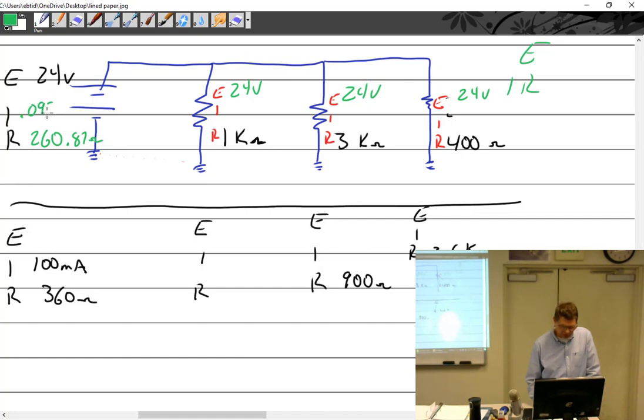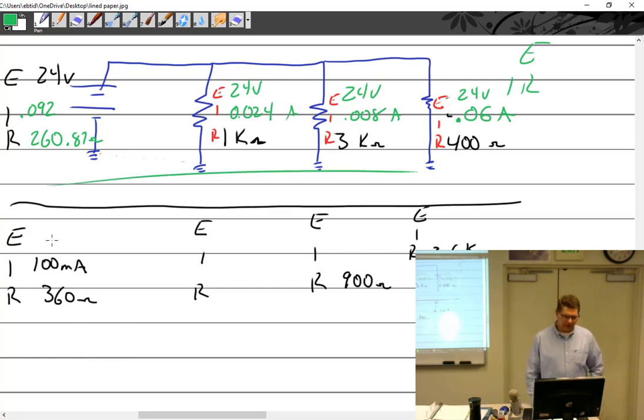0.092 amps. Then right over here we got 24 divided by 1,000, 0.024. This one is 0.008, and 0.06 amps. Okay, 0.06. Double check. 0.06 plus 0.008 plus 0.024 equals 0.092. We are good. Nice.